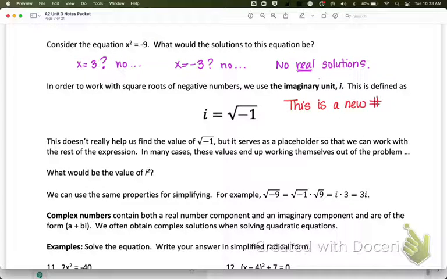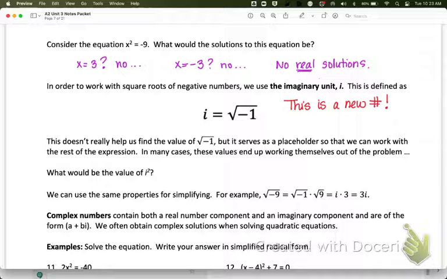When is the last time you learned a new number? That's kind of cool. So this is a new number, like 50 gazillion, like a number you've never heard of before. i is a number, kind of like pi is a number. i is a number, and it stands for the square root of negative 1.